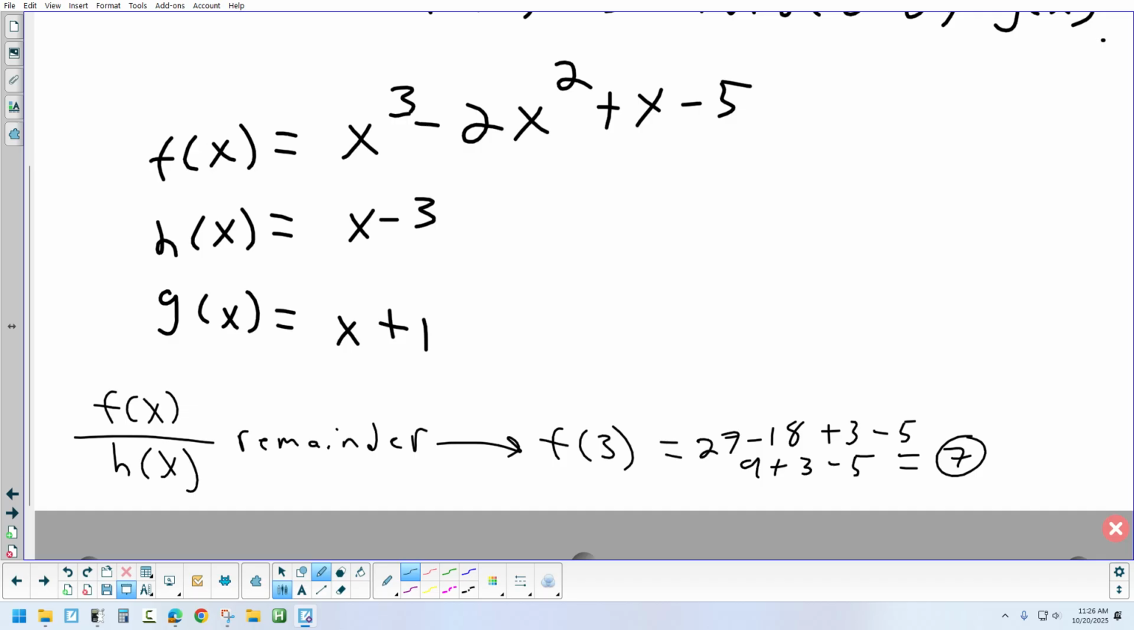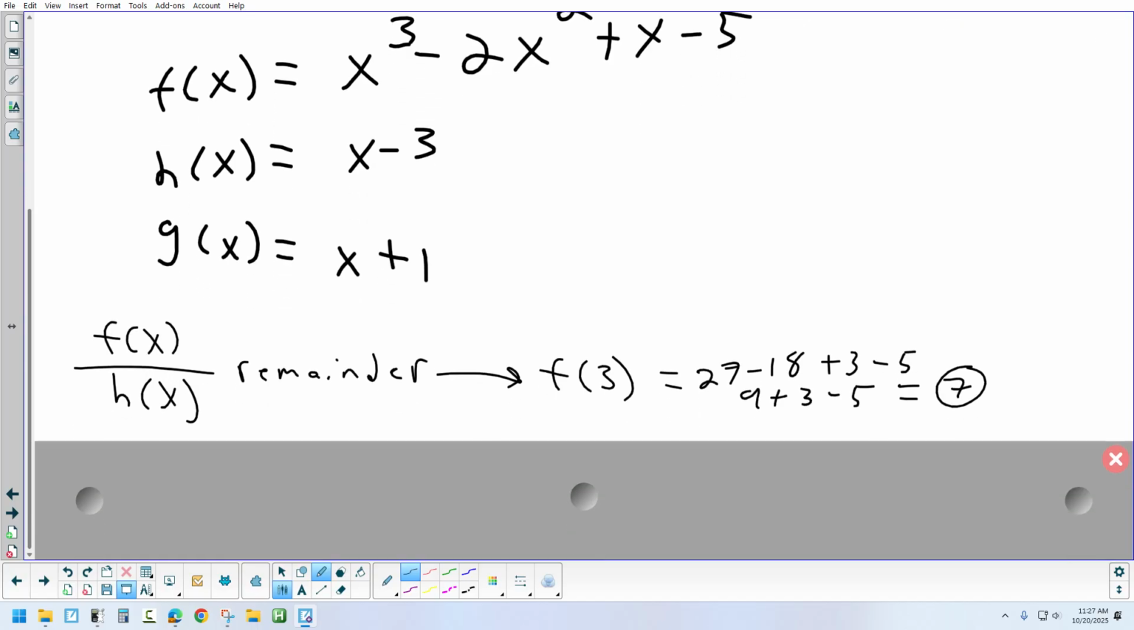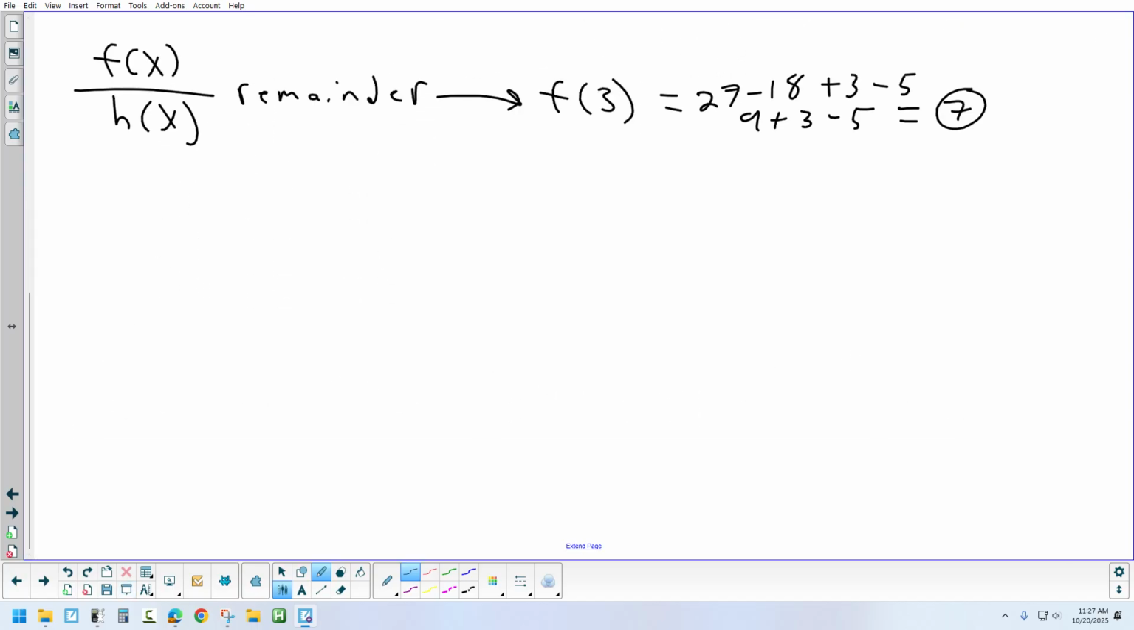Now, because I got a remainder of 7, and specifically because I didn't get a remainder of 0, what does that mean about h of x? It's not a factor, right? h of x is not a factor of f of x. So if you were trying to factor f of x, you shouldn't be trying to use x minus 3. That doesn't work. Okay. Let's look at f of x divided by g of x.